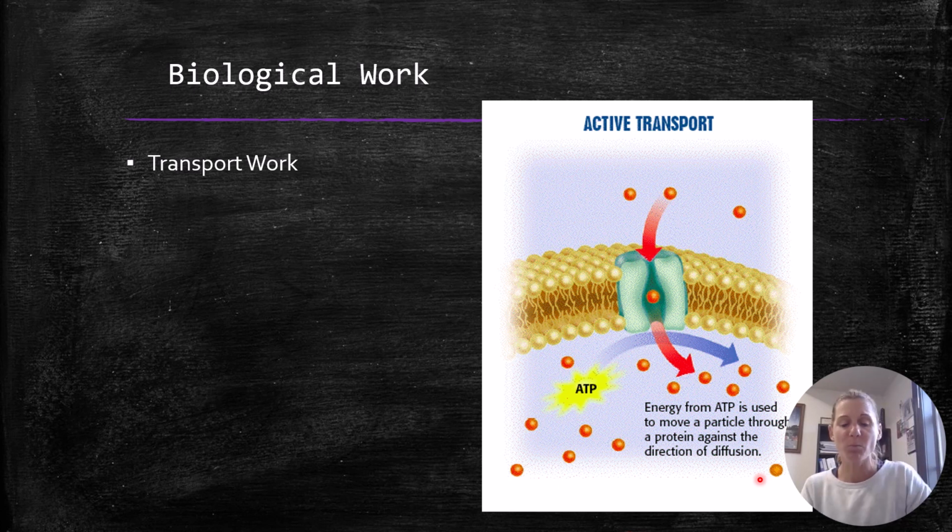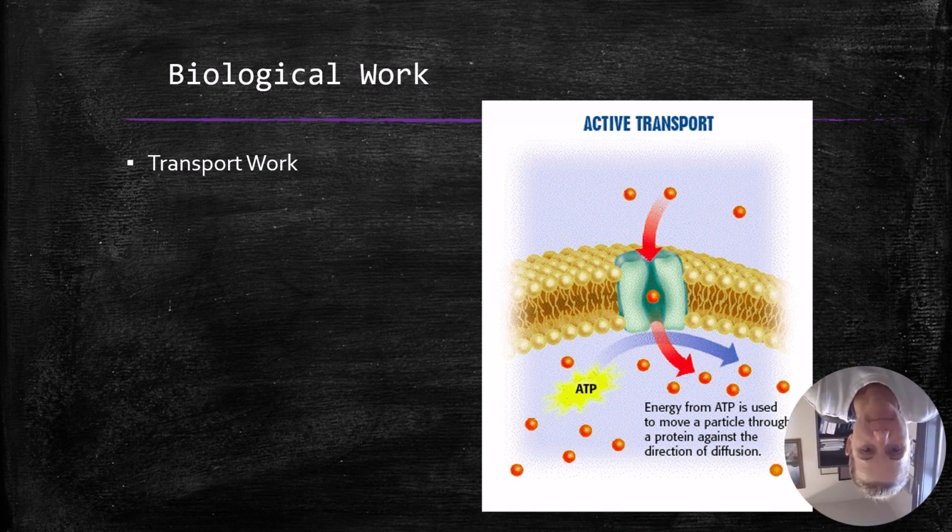Okay, and transport work is important in a lot of different areas within the body. So it's really important that we maintain or establish these different gradients in the body in order for us to maintain contractility or excitability within some of the different cells of the body.